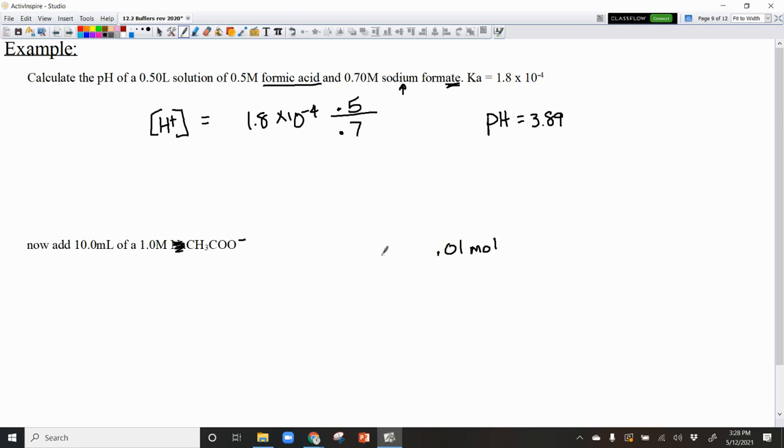Now looking back, we have the same 0.25 here, and we have the same 0.35. Now we're adding base. So we're not adding the acid, we're adding it down here, and we're getting rid of it up here. So this one is going to be 0.24, and this bottom one's going to be 0.36. And then again, we're at 1.8 times 10 to the negative 4th. All right, so let's see what this gets us when we add the base to it.